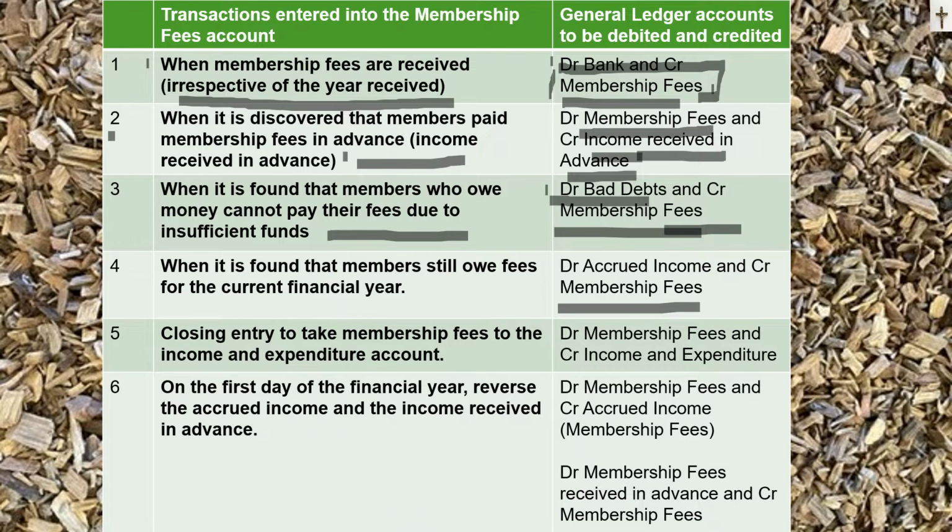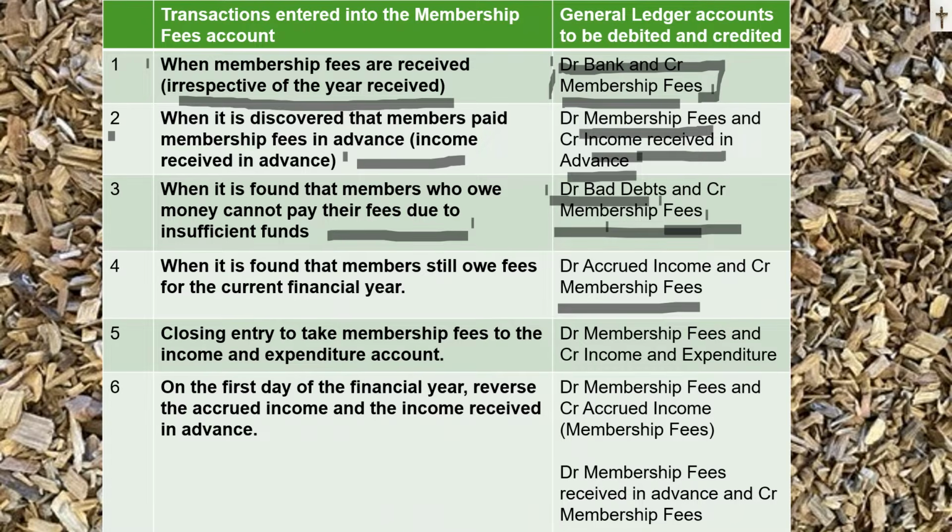Now, as I mentioned in class, it's quite strange that we credit the membership fees account when there's a bad debt, but I'm going to show you that it is going to cancel out the accrued income entry in the membership fees account. That will make more sense when I get there. But if there's a bad debt, if some members are never going to pay us, we debit bad debts and we credit membership fees.